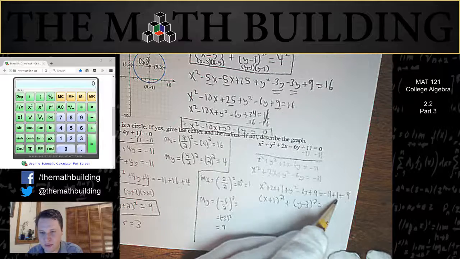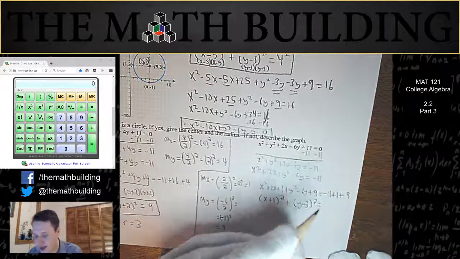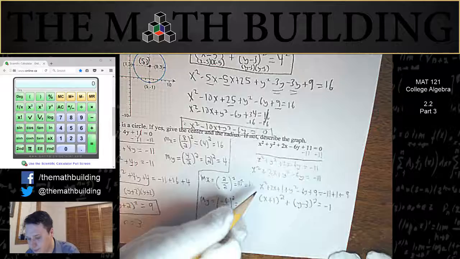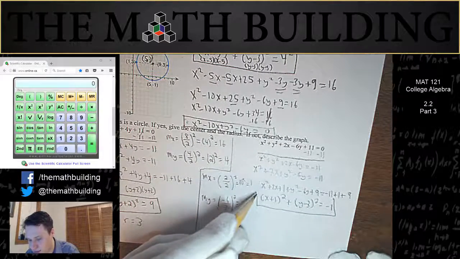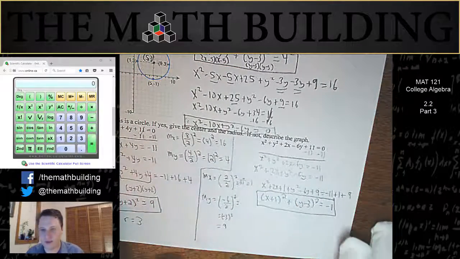Now we have negative 11 plus 1 plus 9. 9 plus 1 is 10. 10 minus 11 is negative 1. So there's our equation of our circle.